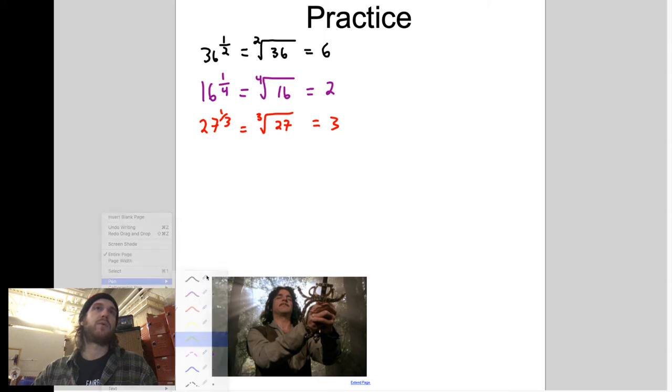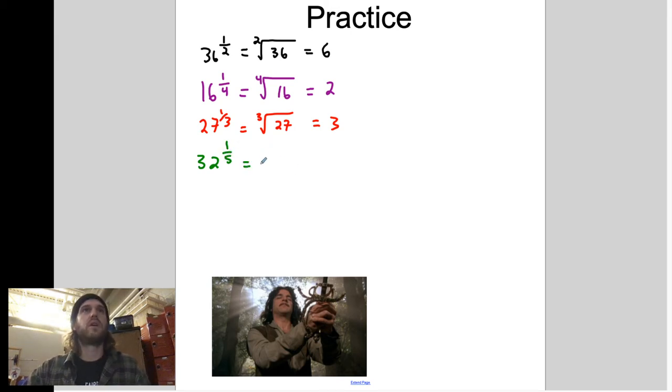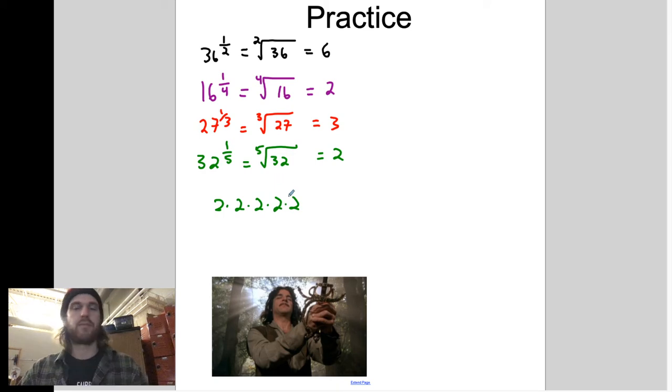And let's do one more. You guys try this one on your own. 32 to the 1/5. Uh-oh, Slagle, there is no 5th column. You can do this. What number multiplied 5 times is 32? That number is 2. That is to say, 2 times 2 times 2 times 2 times 2 is 32.